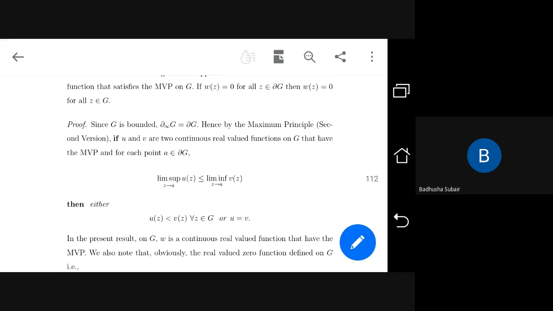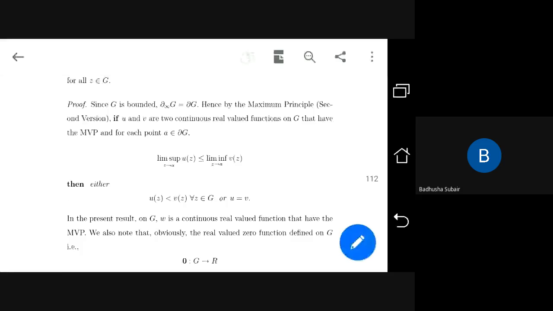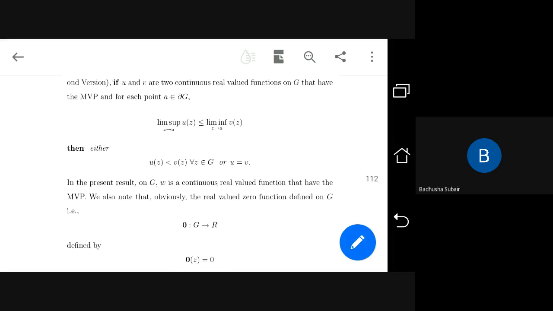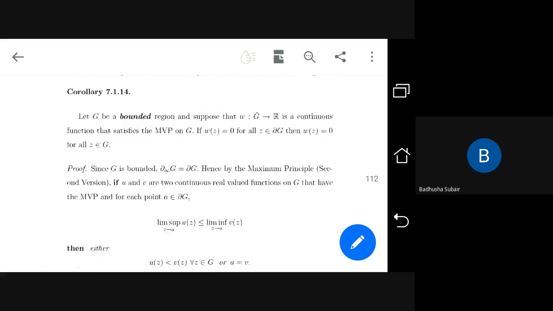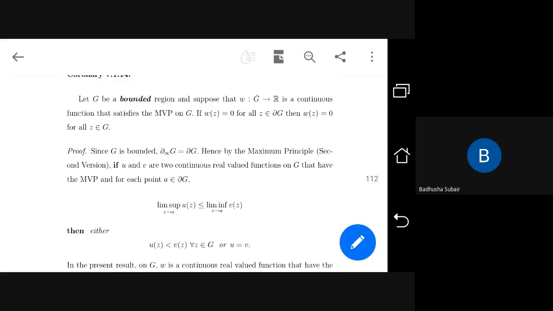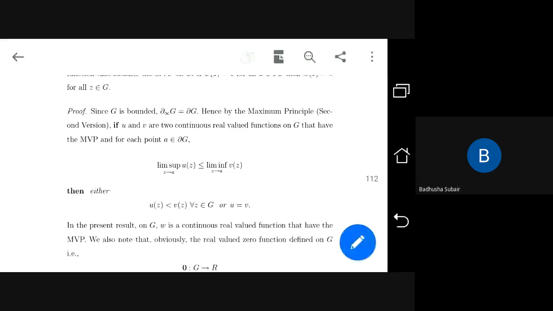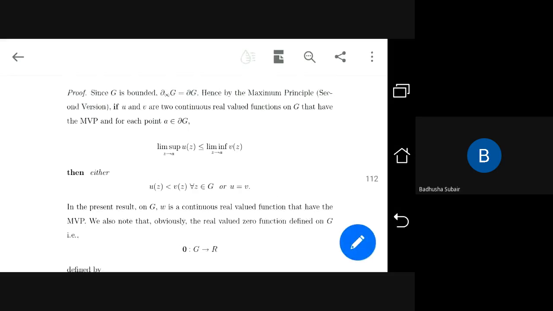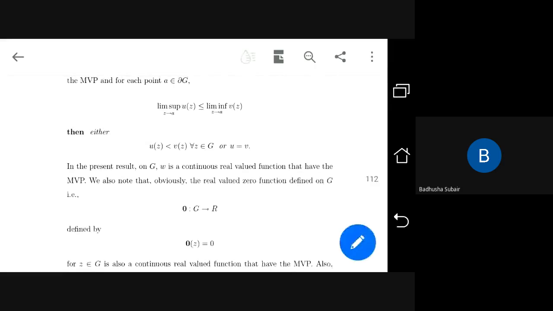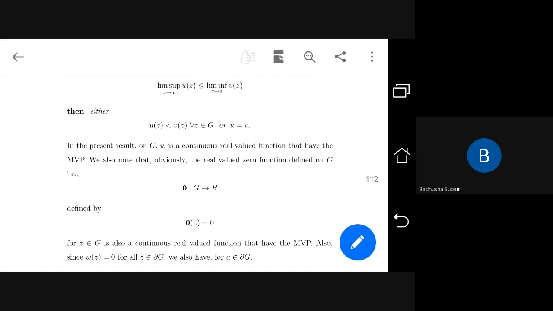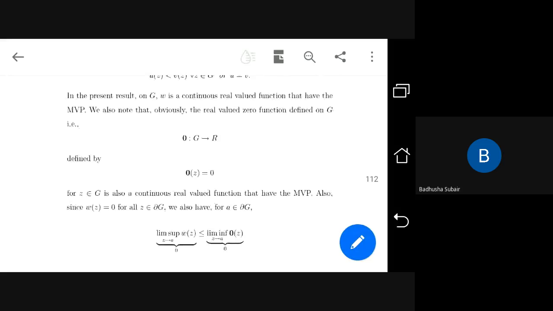Therefore, for each point a belongs to del G, limit z tends to a supremum of u of z is less than or equal to limit z tends to a infimum of v of z. Then either u of z is less than v of z for all z belongs to G, or u equals v. Here, from the statement of the corollary, W is a continuous real valued function that has the mean value property. Also the real valued zero function from G to R defined by 0 of z equal to 0 for z belongs to G is also a continuous real valued function that has the mean value property.